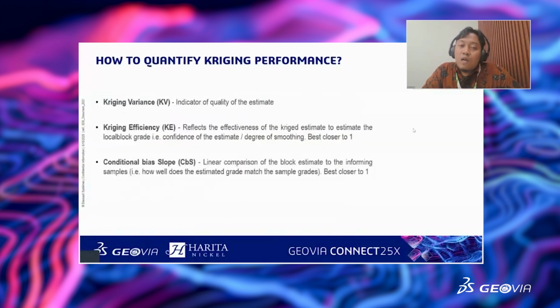After that, how do we quantify our Kriging performance for this analysis? We can look at a lot of Kriging parameters that we define, but we will take a look at three of them in this case. The first is Kriging variance, the second is Kriging efficiency, and the third is the conditional bias slope, or slope of regression. When we do the KNA, we look at how these parameters show how best to do our estimation.